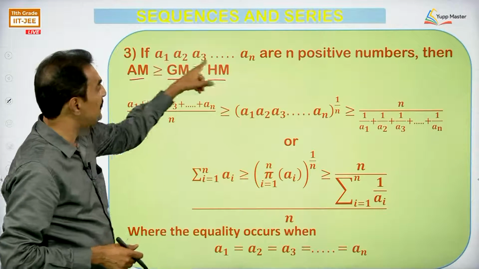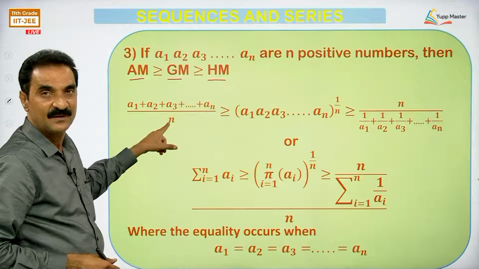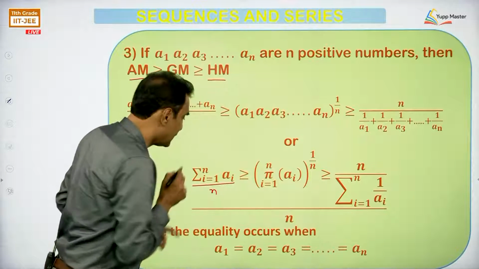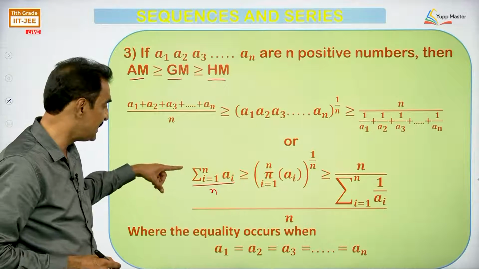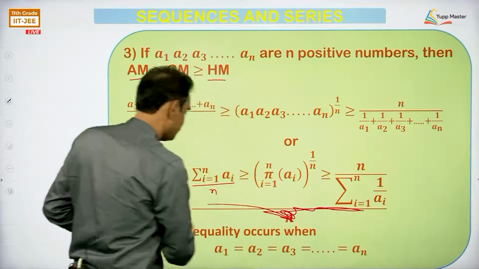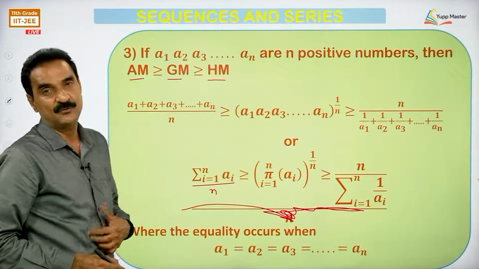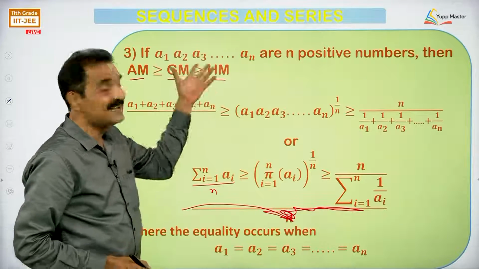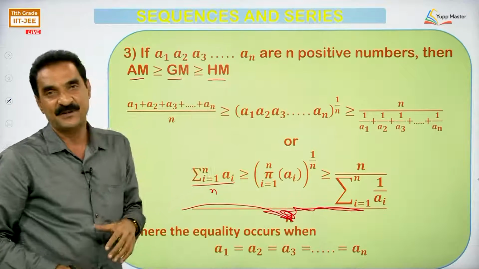What is the arithmetic mean of these numbers? Simply the sum of the numbers by n. You can write it as sigma ai by n. Sigma ai by n is greater than or equal to the geometric mean of n numbers, which is their product power 1 by n, the nth root of their product.